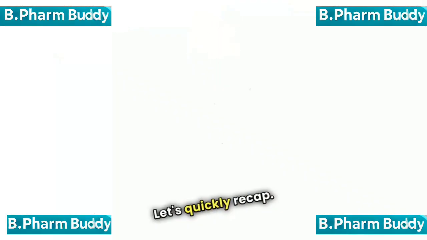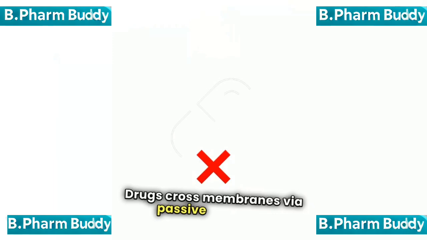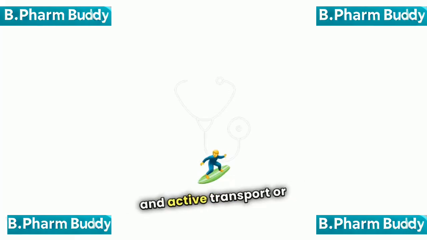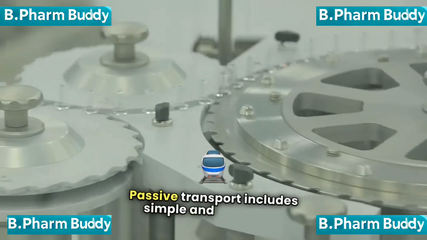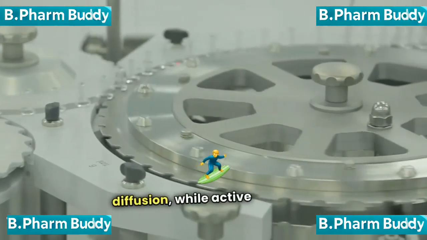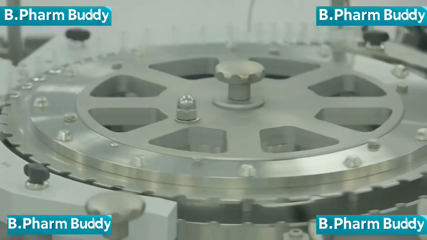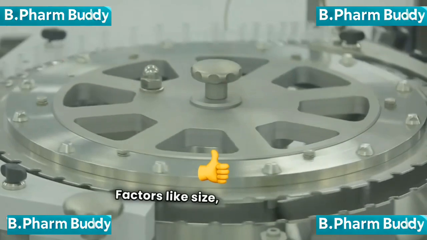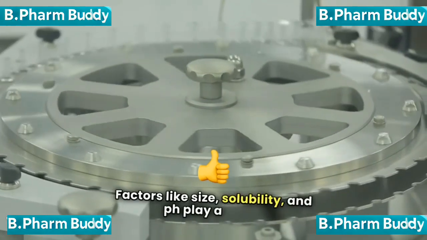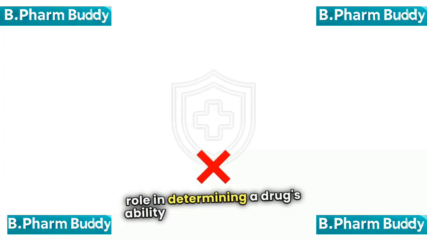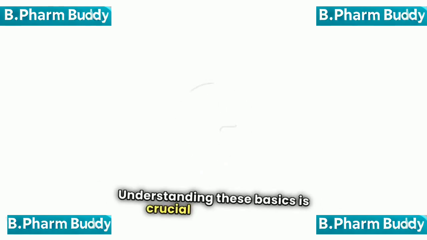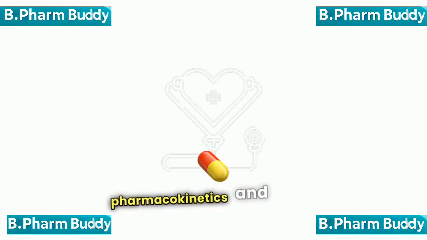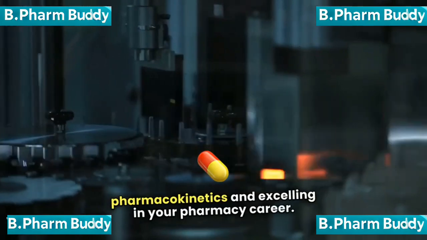Let's quickly recap. Drugs cross membranes via passive transport, active transport, or endocytosis. Passive transport includes simple and facilitated diffusion, while active transport needs energy. Factors like size, solubility, and pH play a major role in determining a drug's ability to cross membranes. Understanding these basics is crucial for mastering pharmacokinetics and excelling in your pharmacy career.